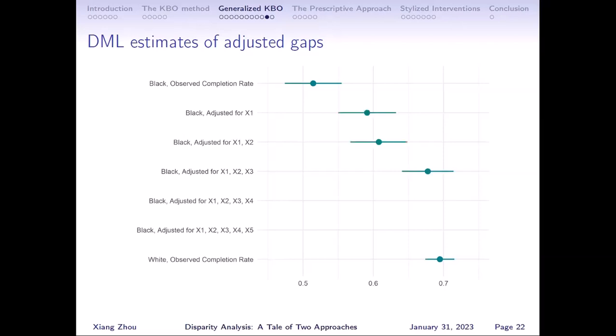And from the next 3 rows, we can see that after we adjust for family SES, family structure, and the student's ability and behavior, these covariates go a long way toward explaining the gap, right? And after we adjust for these covariates, contextual factors and college selectivity do very little to explain the remaining gap. And the remaining gap is close to 0, even before we adjust for these additional covariates.